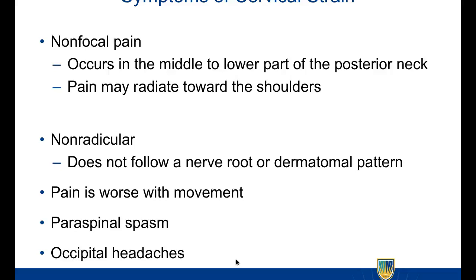Symptoms of cervical strain are the following. Non-focal pain is usually in the middle of the lower part of the posterior neck. Pain may radiate towards the shoulder, as in the case of a strain involving the trapezius muscle, but does not travel down the arm. Non-radicular, it does not follow the nerve root or dermatome pattern. Pain is worse with movement, paraspinal spasm, and occipital headaches.